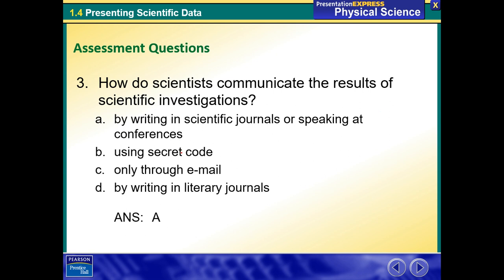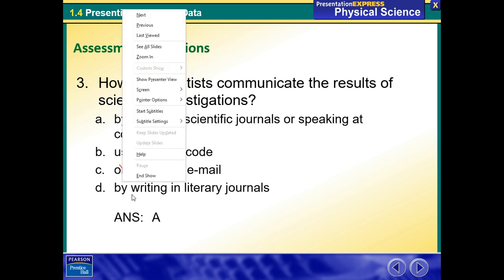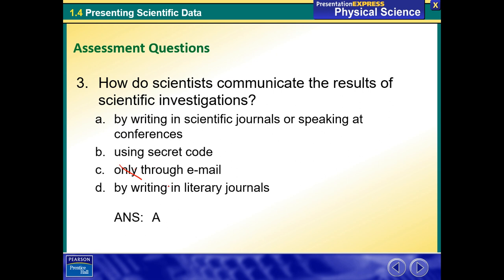Now, the reason it could not be C is it says only through email. Remember that you can also speak at conferences, you can talk through phone calls, you can go to science fairs. So this one's out because of the word only. If you clicked D, you would be incorrect because literary is going to be things for English. We want scientific journals since it's science.